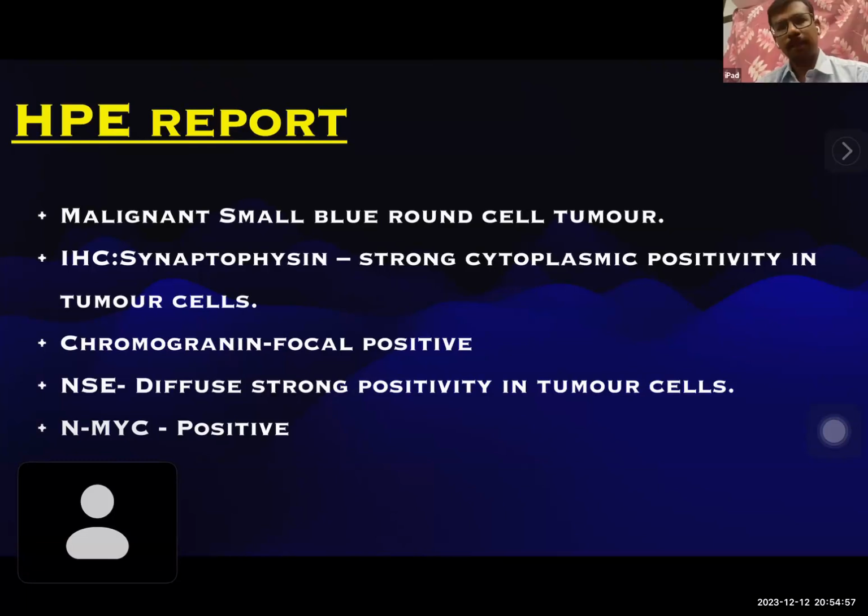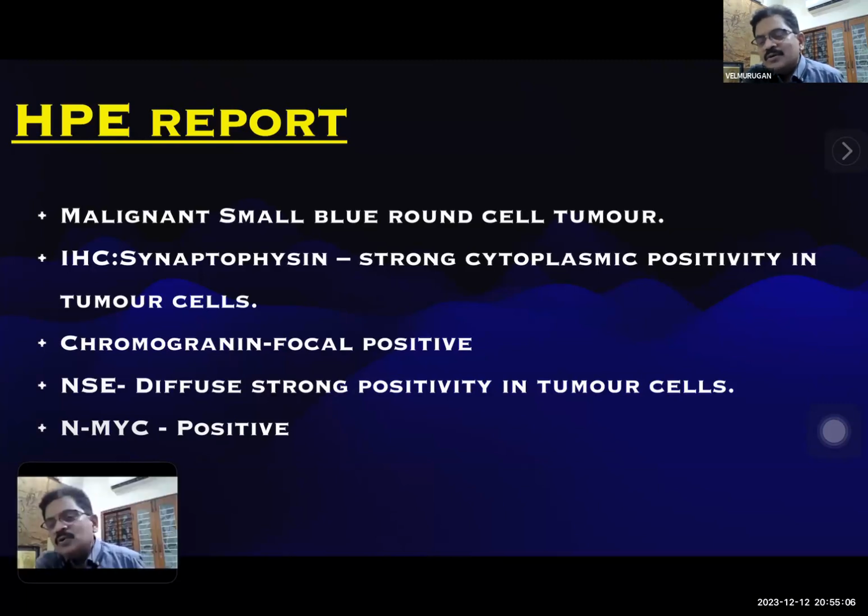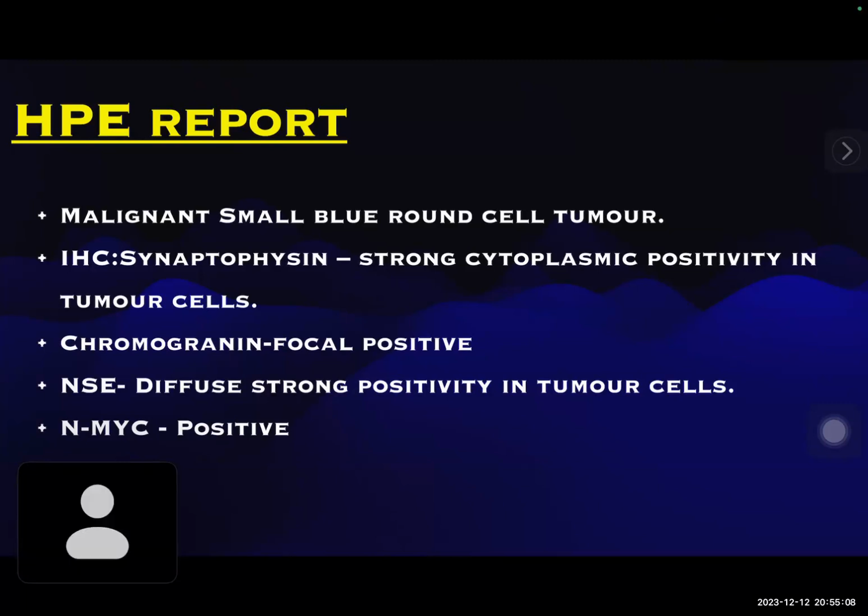Low risk are more prone for spontaneous resolution, so we can go for observation, madam. That is low risk or very low risk? INSS stage 1, 2A, 2B with no NMYC amplification and favorable histology. Is it not? That is true. And 4S, you said that since there is NMYC amplification, he will fall into high risk.